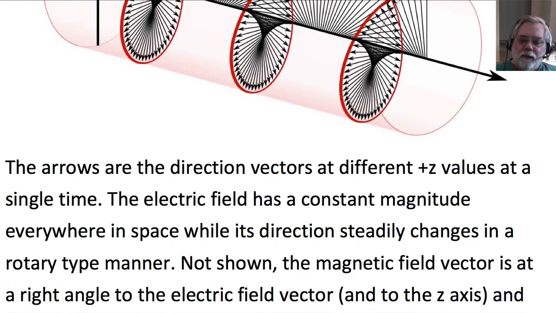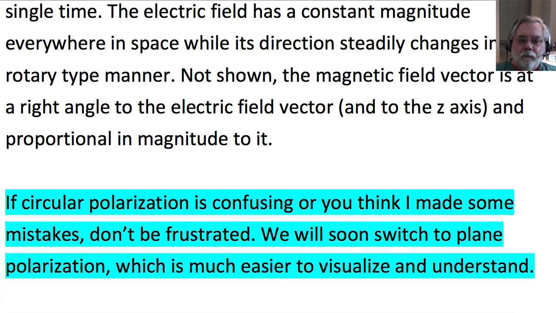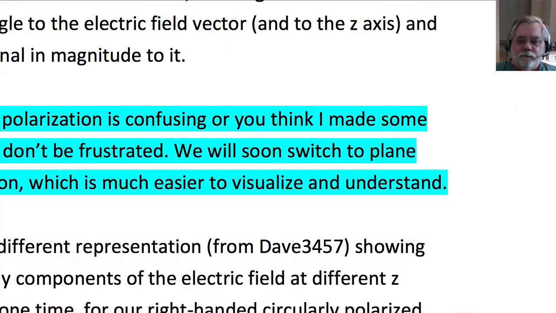Not shown, the magnetic field vector is at a right angle to the electric field vector and to the z-axis, and proportional in magnitude to it. It would be too complicated to show them both. It's sufficient to show one. Now, if this is confusing, don't worry about it. We're soon going to switch to plane polarization, which is very easy.